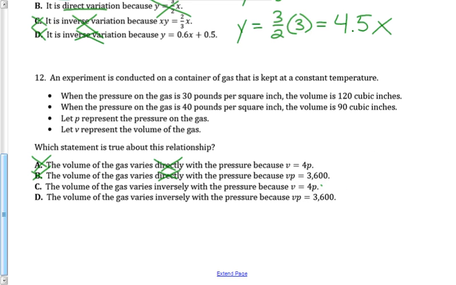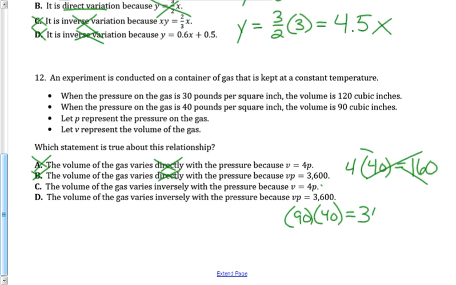B equals 4 times P. So 4 times 40 equals 160. Well, we need it to equal 90, so that doesn't work. Let's check the second one, see if that one works. Volume was 90, pressure was 40. 90 times 40 equals 3,600. There's our check. There's our equation. So our answer has to be D.